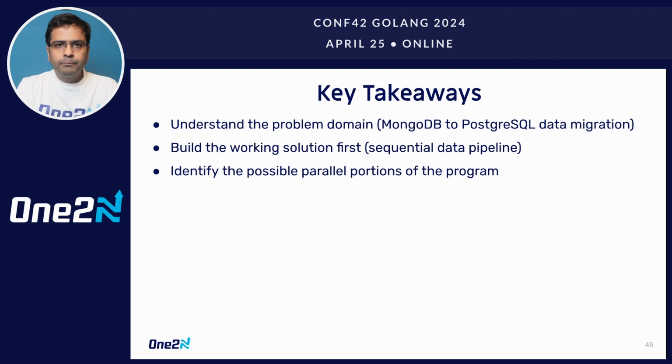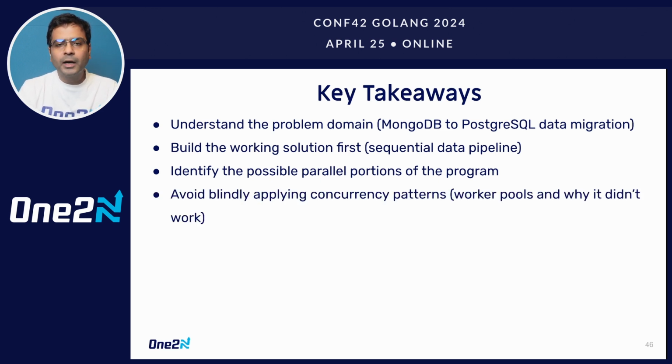We identify possible parallel portions of the program. Not every program can be parallelized, right? So you have to identify what parts of the program can actually be improved. We have to avoid blindly applying concurrency patterns. For example, we tried to apply worker pools without really thinking too much, and then it didn't work out, because the program was concurrent and performing well, but we did not have correctness. And without correctness, no optimization helps.